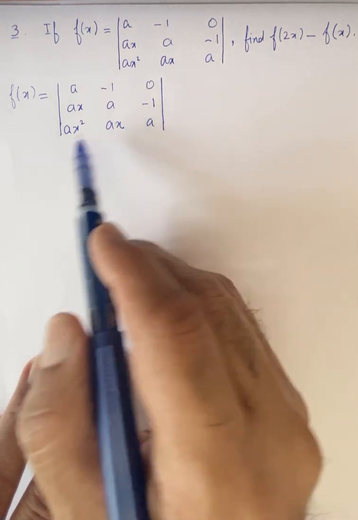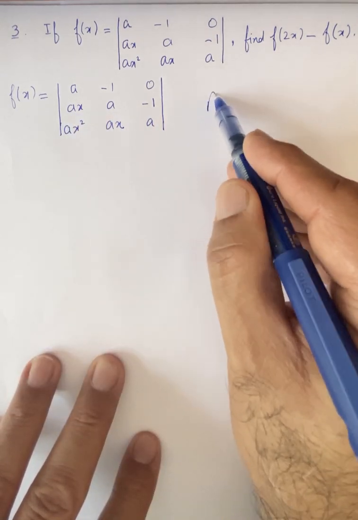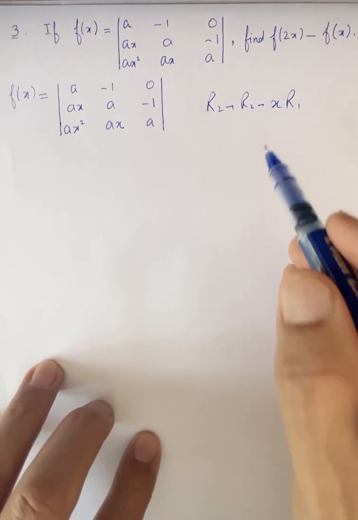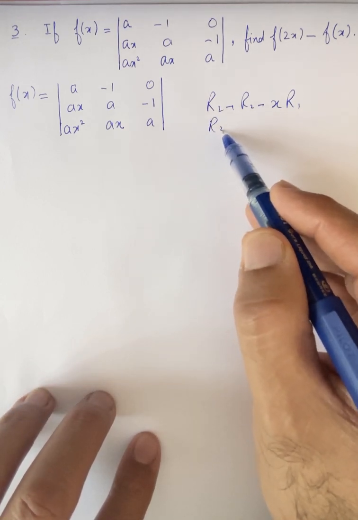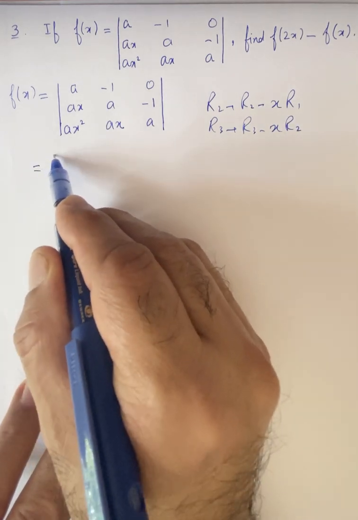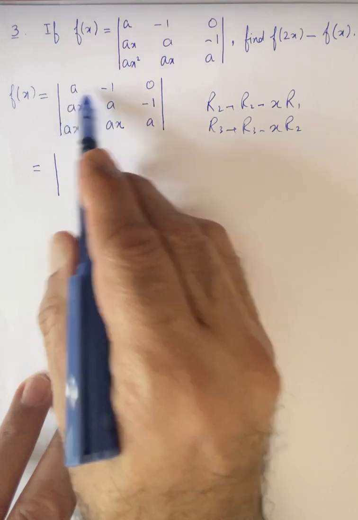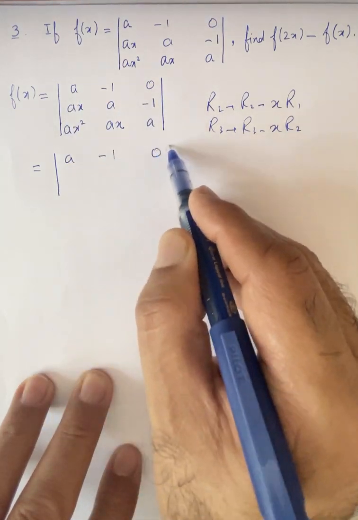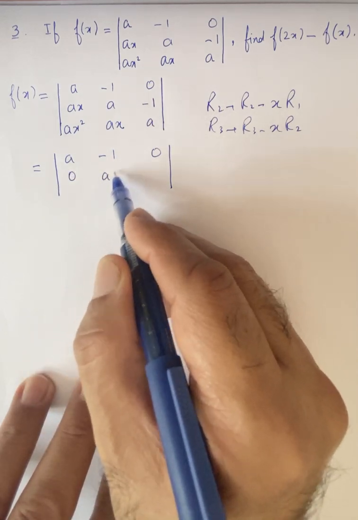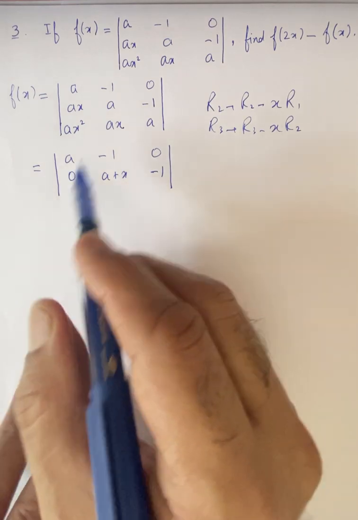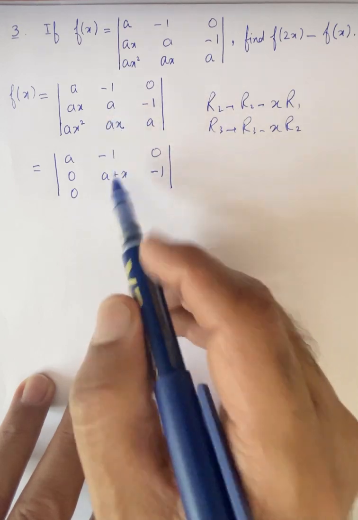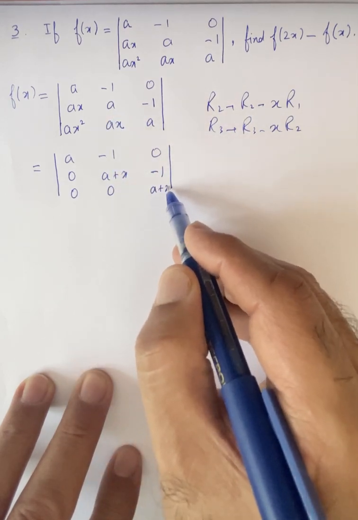So how do we write it? We write r2 changes to r2 minus x times r1, and also r3 minus x times r2. There is no change in the elements of the first row, so we write the elements of the first row. Then this minus x times this is 0. This will be a plus x. This is minus 1. This minus x times this is 0. This minus x times this will be 0, and this is a plus x.